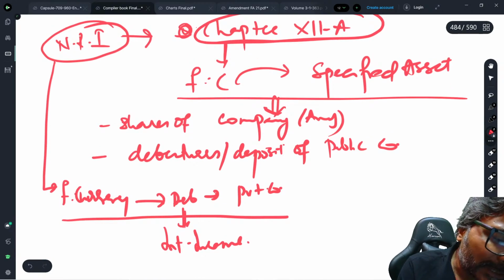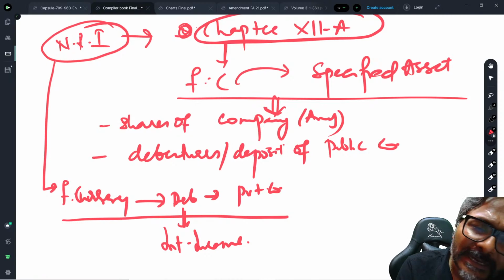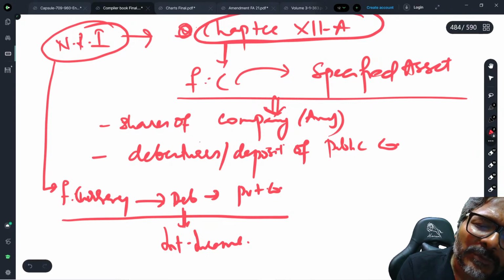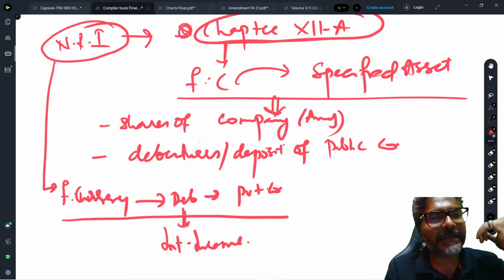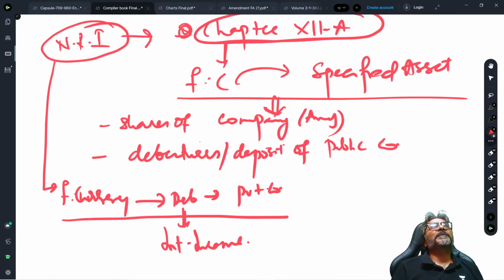Chapter 12A, remember what is the rate, students, in this case? Are you aware of the rate in chapter 12A? Chapter 12A, students, has got two rates. One is 10% rate and another is 20% rate. 10% rate is for long-term capital gains. And the 20% rate is in respect of the investment income, investment income arising out of the specified asset. That is the 20% rate. So in that context, 20% is for the investment income.